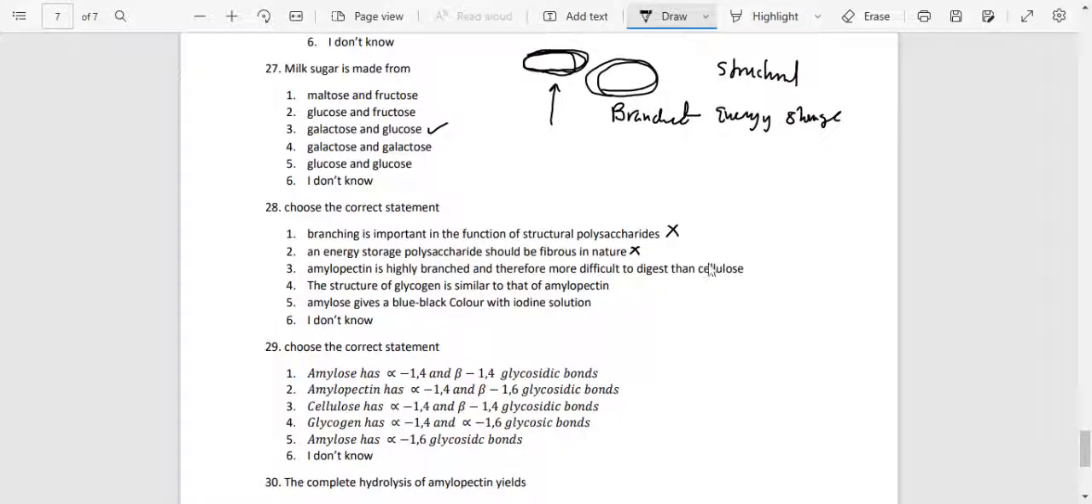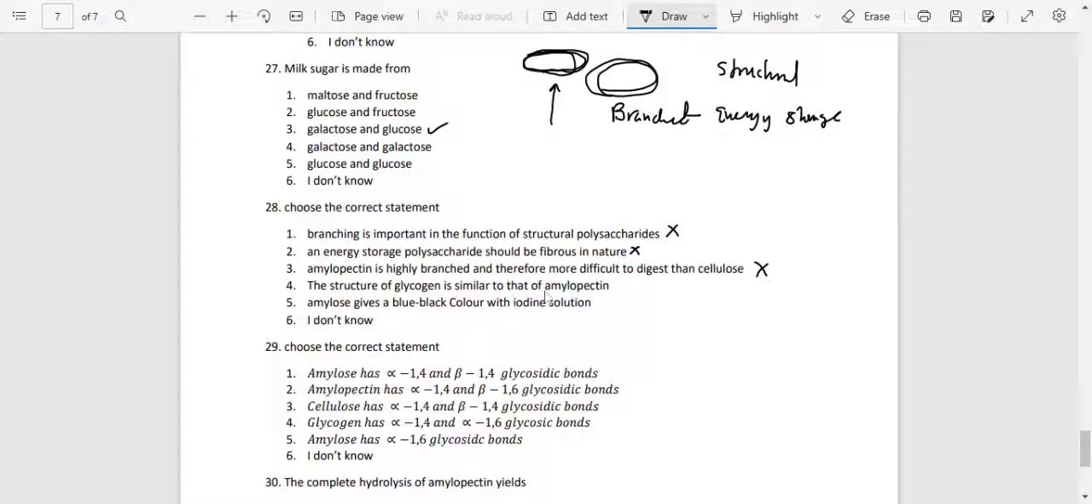Amylopectin is highly branched and therefore more difficult to digest than cellulose. Now, amylopectin is of course a starch. It is branched, yes, and because of being branched, that is why it is easier to digest, because it can easily be broken down. Remember, amylose is there for what? For storage of energy. I mean, amylopectin is there for storage, just like amylose, which are all parts of starch. But cellulose is used in structures, it's found in the cell membrane. That is why it is difficult to digest, but this option is saying the other way around. Amylopectin is highly branched and therefore more difficult. It is actually easy to digest.